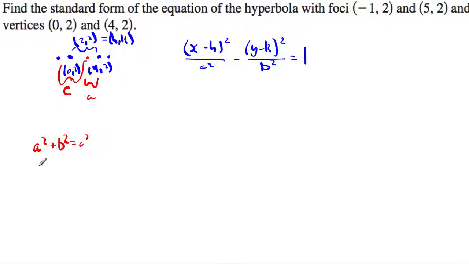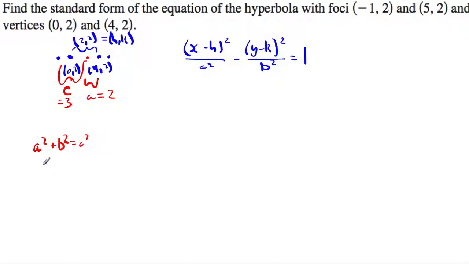So we're going to have a is going to be equal to 2. C is going to be equal to, the distance here is 2, 2. Go to 5, 2. C is equal to 3.